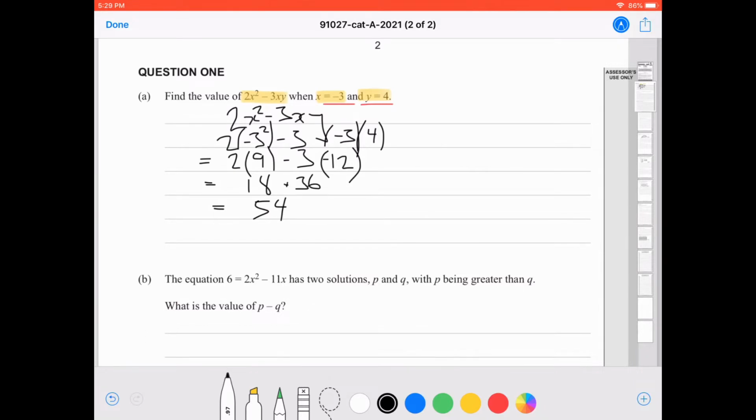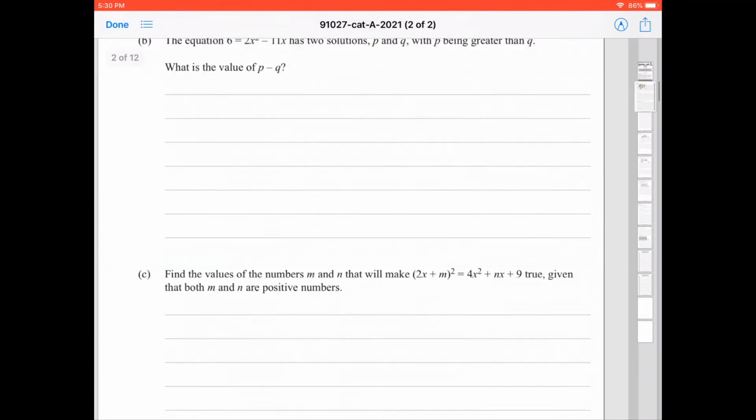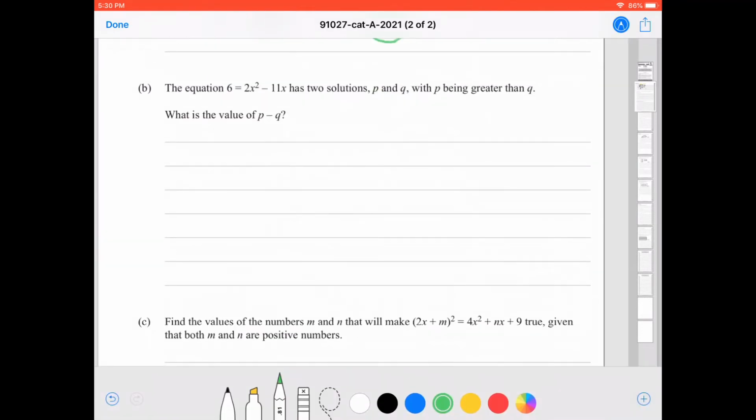Okay, so correct solution, 18 plus 36 equals 54 gets you the achieved grade here. Just achieved here. Okay, moving on to question 1b. The equation 6 equals 2x squared minus 11x has two solutions, p and q, with p being greater than q. What is the value of p minus q?